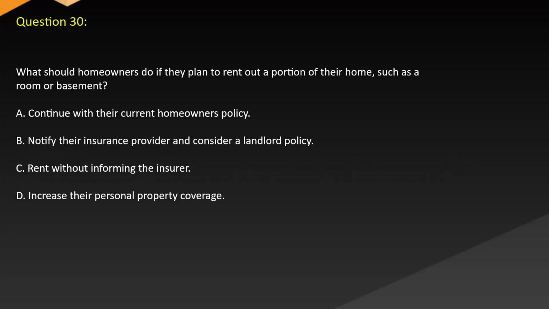Question 30. What should homeowners do if they plan to rent out a portion of their home, such as a room or basement? A. Continue with their current homeowners policy. B. Notify their insurance provider and consider a landlord policy. C. Rent without informing the insurer. D. Increase their personal property coverage.